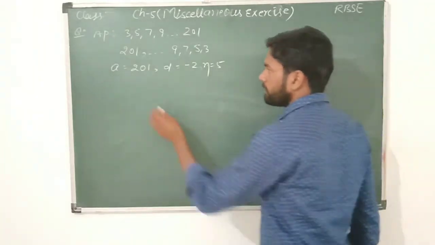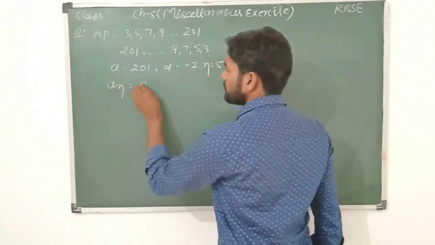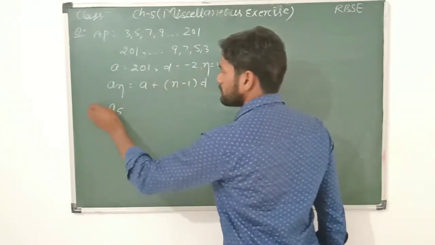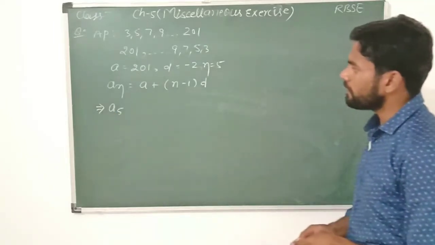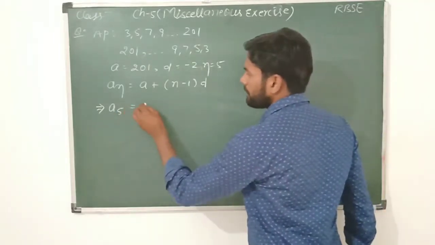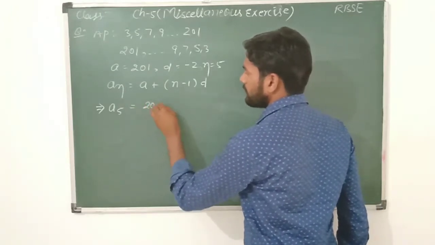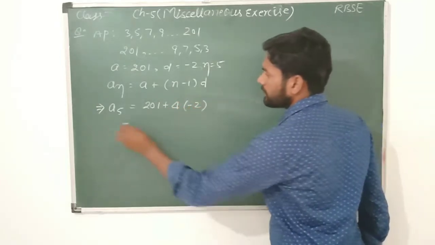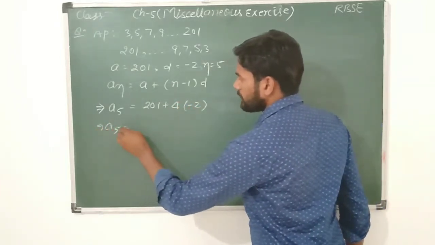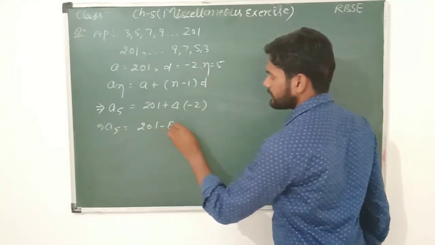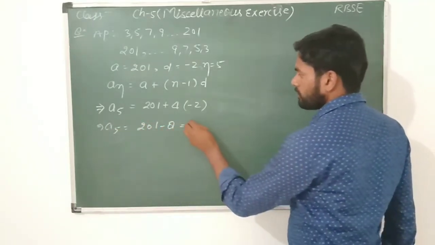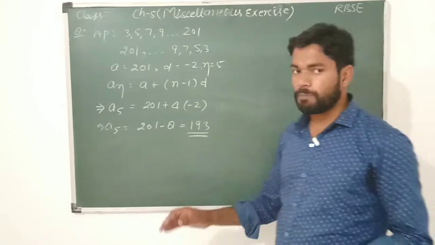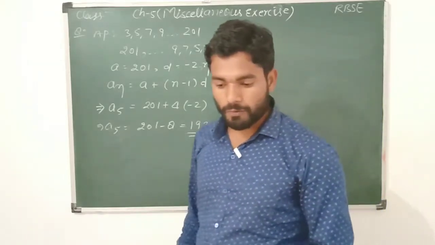Now apply the formula of an. an is equal to a plus n minus 1 into d. With n equal to 5, a5 is equal to 201 plus (5 minus 1), which is 4, times d, which is minus 2. a5 is equal to 201 minus 8, which is equal to 193. So the fifth term of the AP from the last is found to be 193.